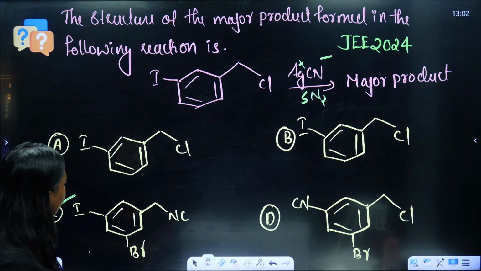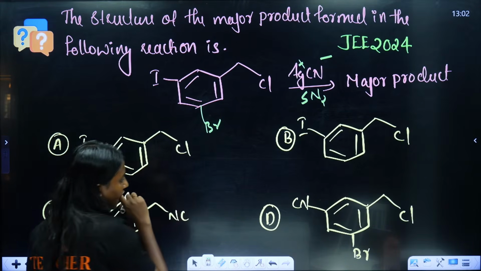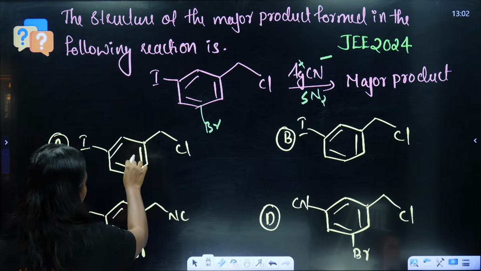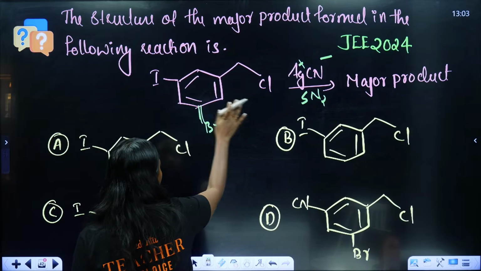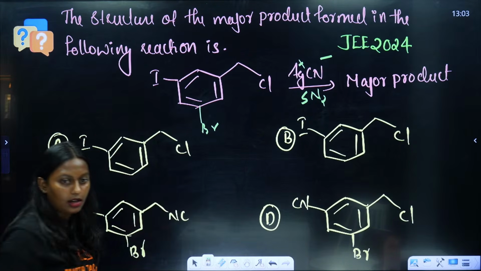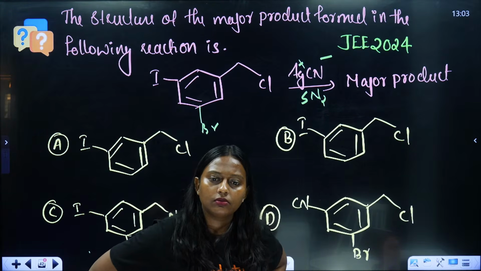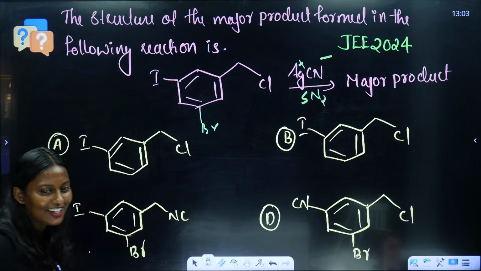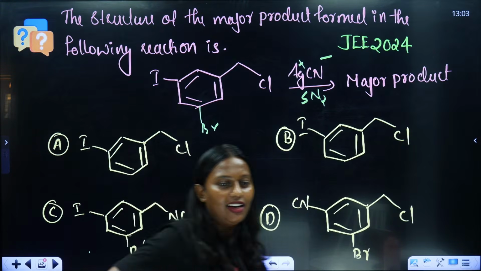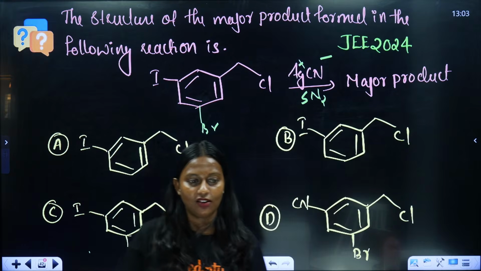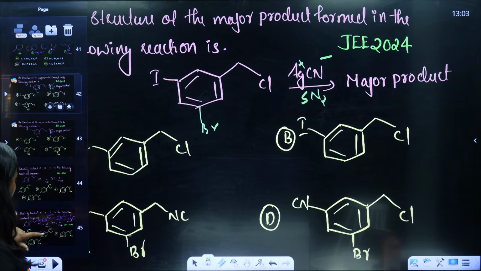There is a small problem. In the question, Br is actually missing. CN would come where Br is, but here CN doesn't come, Br comes. So Br is missing in the question. I will give you grace marks for this question, guys. No worries, chill. The question is wrong, so Br should be there. Okay, then I will give you another question.